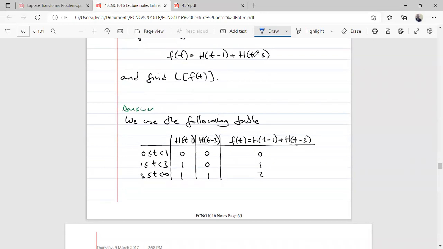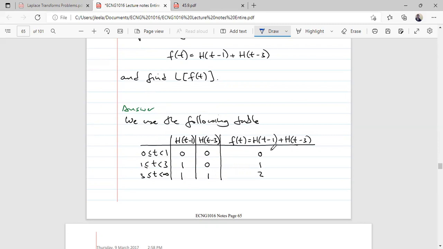The other function, on the other hand, is the Heaviside at t minus 3. Anything between 0 and 3 will be 0, and only when t is greater or equal to 3 will it be 1. So in this region, the Heaviside at t minus 1 and the Heaviside at t minus 3 would both be 0 when t is between 0 and 1. H at t minus 1 will be 1 between 1 and 3, but H at t minus 3 will be 0 there. And both of them will be 1 when t is greater or equal to 3.